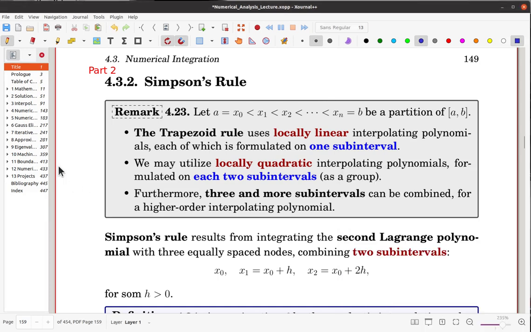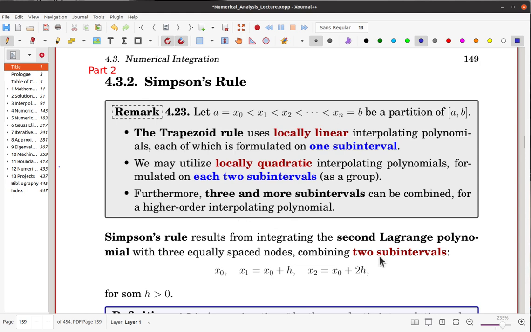For a given partition of the interval AB, the trapezoid rule uses locally linear interpolating polynomials, each of which is formulated on one subinterval. We may utilize locally quadratic interpolating polynomials formulated on each two subintervals. Furthermore, three or more subintervals can be combined for a high-order interpolating polynomial.